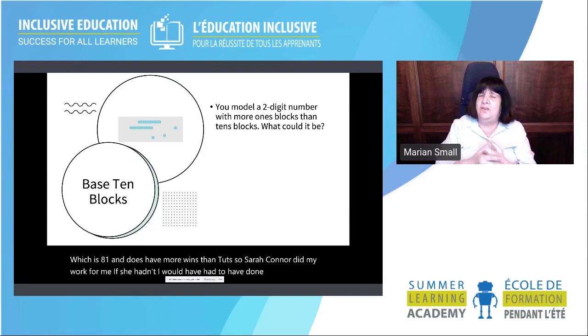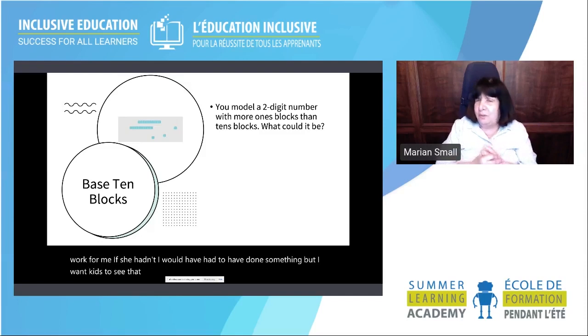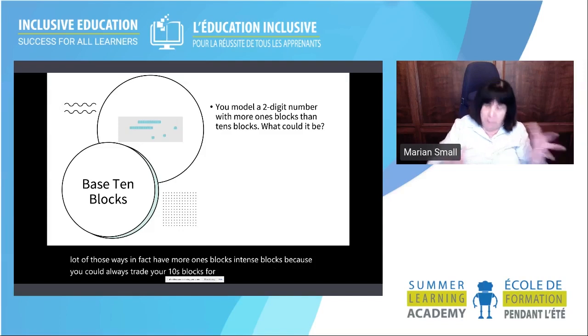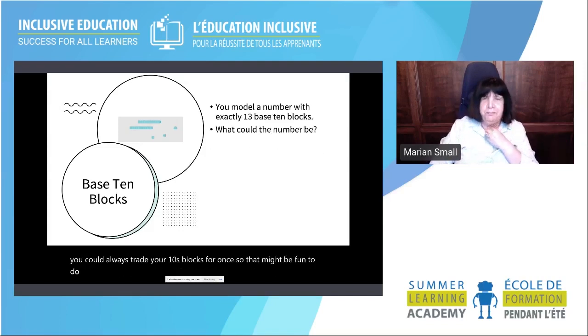But I want kids to see that there are many ways to model a 2-digit number. And a lot of those ways, in fact, have more ones blocks than tens blocks, because you could always trade your tens blocks for ones. So that might be fun to do with kids.